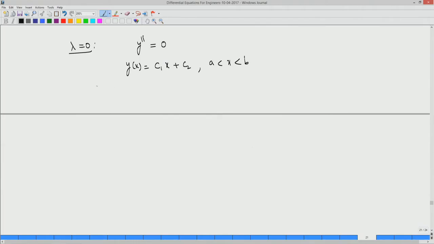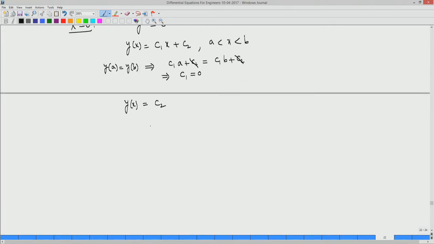Now you apply boundary condition 1, that is y at a equal to y at b. This gives me c1a plus c2 equal to c1b plus c2. C2 cancels, so c1 has to be 0 because a and b are different. So c1 has to be 0 if you want this to be the same. Then the general solution becomes c2, just a constant.